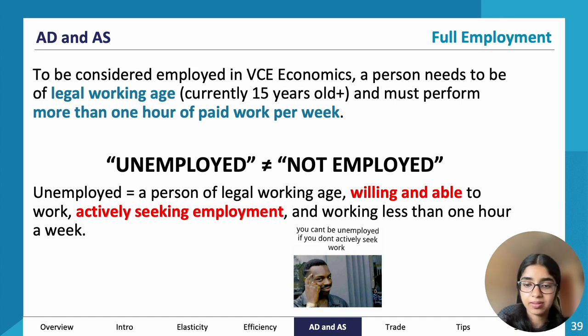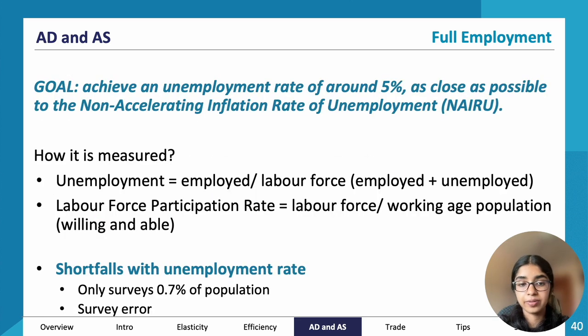So first you need to be over 15, and you need to be doing at least 1 hour of work every week. If you are unemployed, that means you're a person of legal working age, so you're part of the labor force, you're willing and able to work, you're actively seeking employment, and you're working less than 1 hour a week. So there are quite a lot of conditions to satisfy if you want to be counted as unemployed.